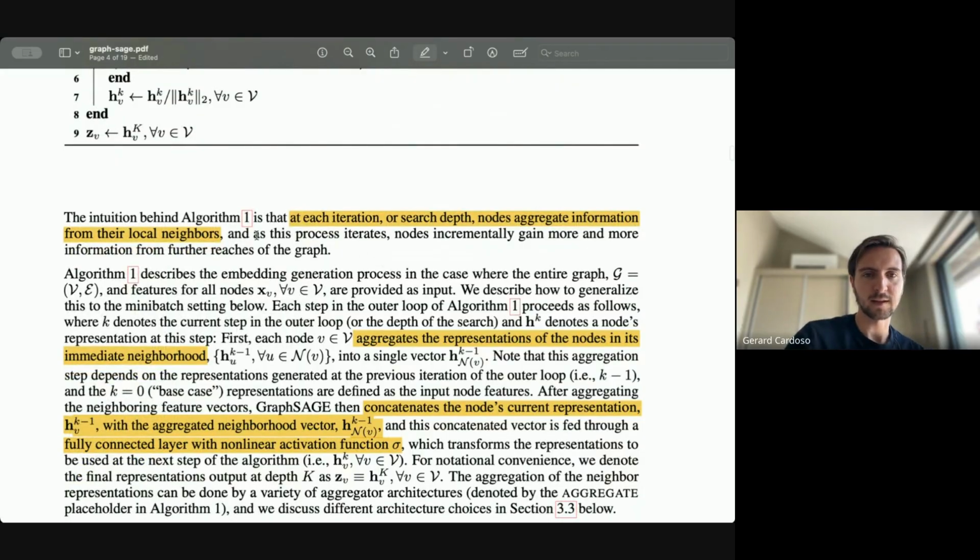As it says, as this process iterates, you gain more and more information from further reaches of the graph. First you aggregate information from your direct neighbors, then you aggregate information from their neighbors, and so on.